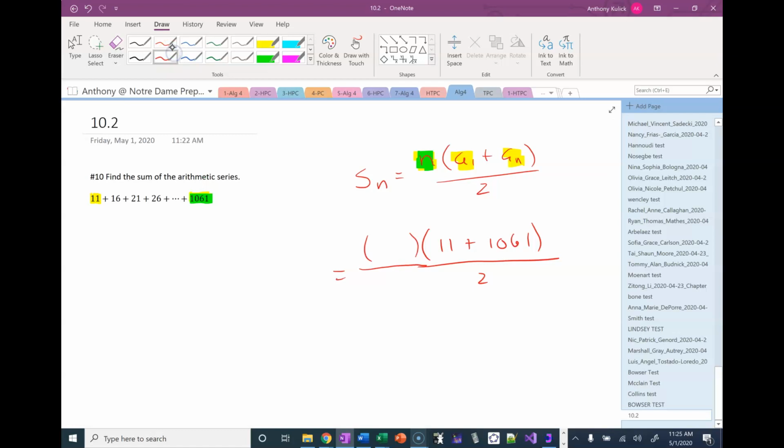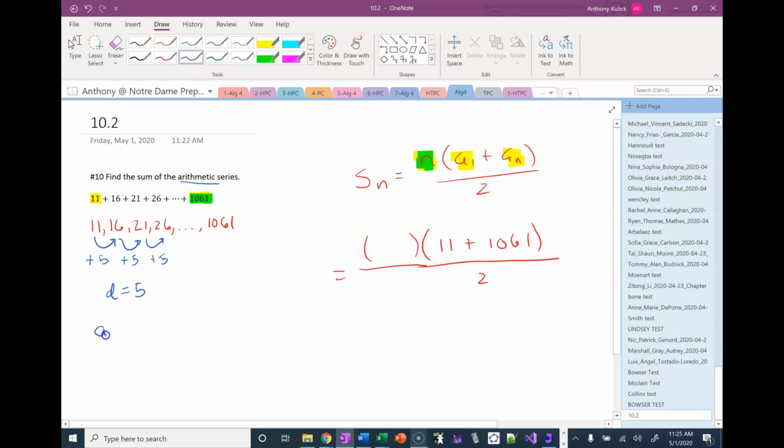To figure out what that is, I'm going to think about the sequence like this. I know this is an arithmetic sequence, one, because it tells me that we're looking at an arithmetic series, and second, because I can see that each of the terms in this sequence is increasing by 5. So I know that the common difference there is 5.